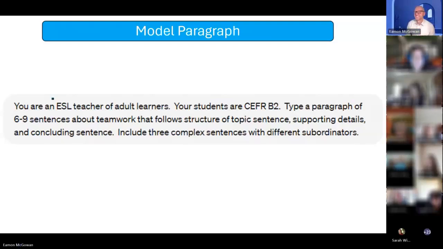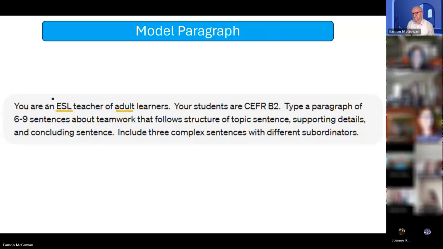You are an ESL teacher of adult learners. Your students are CEFR-B2. Type a paragraph of 6 to 9 sentences about teamwork that follows structure of topic sentence, supporting details, and concluding sentence. Include 3 complex sentences with different subordinators.